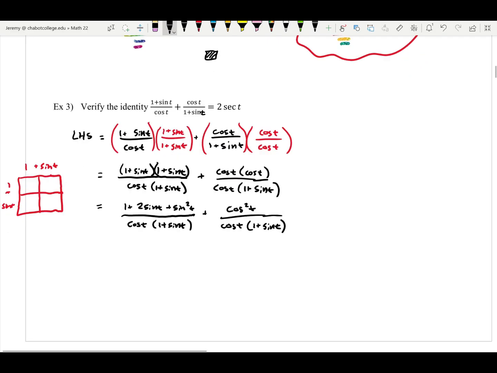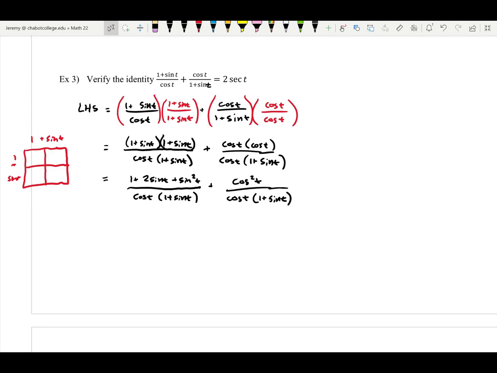Now I definitely am nervous about this. I'm putting in a whole bunch of work here. I don't know if it's going to work, but you just have to be brave and be patient. Just have the courage to try something. Let's see what happens here. We're going to now add these two numerators together and put them over our common denominator of cosine t times (1 plus sine t). Still undecided whether I'm going to multiply that out. I'm just waiting for now.